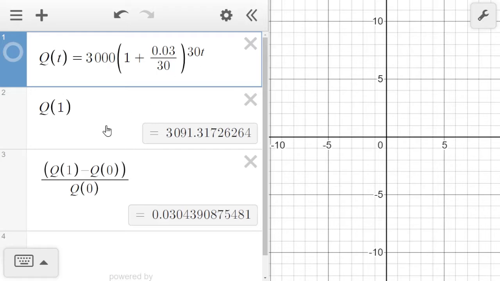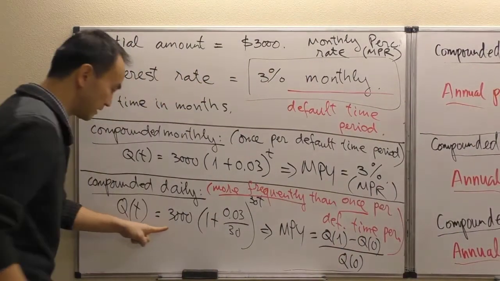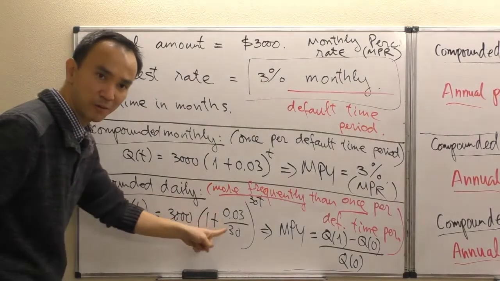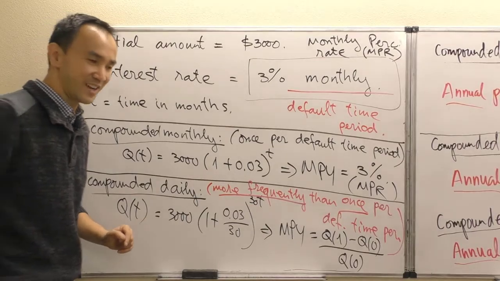All right. And so now see, this is Q1, the quantity value 1 year later. So I set up my Q of t function, this function being exactly that: Q of t being the 3000 times 1 plus 0.03 over 30, raised to the power 30 t, like that. Okay.